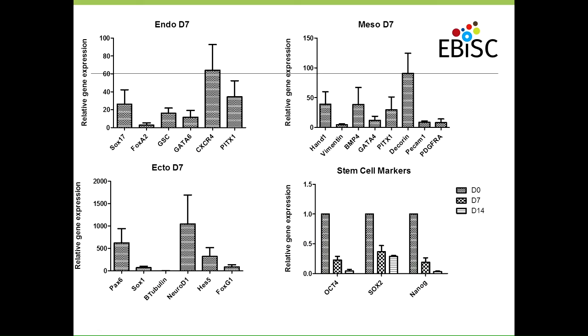So once you run the assay, basically what you get is a readout like this. So you see the relative gene expression to the undifferentiated control for all of your genes across the germ layers and your stem cell markers.